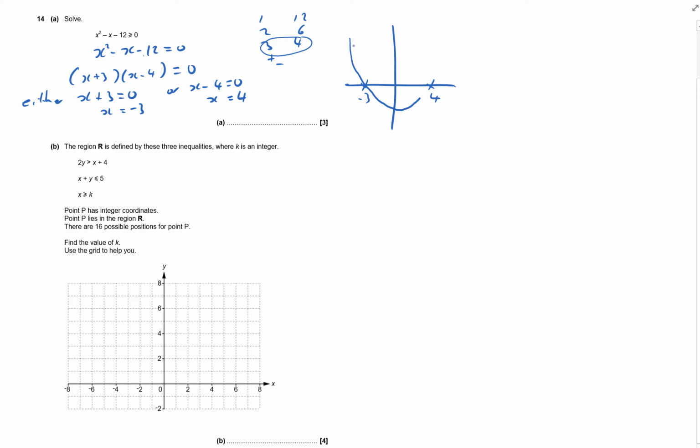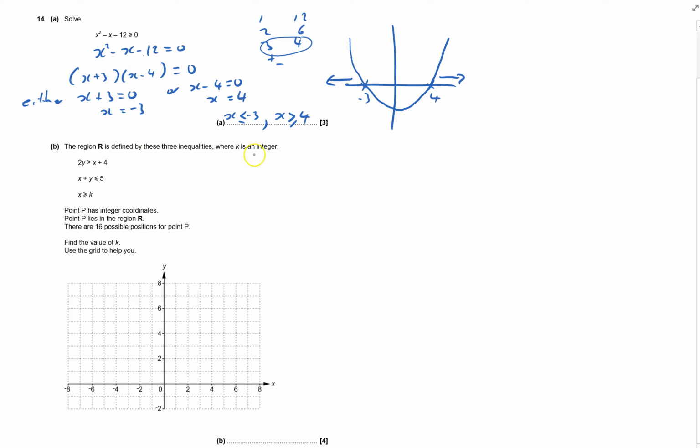And we want to know when it's greater than 0. It's greater than 0 all the way when x is greater than 4. Well, it's greater than or equal to 0, so it could be 4. Or this way here, so x is less than or equal to negative 3. So those are my two things.